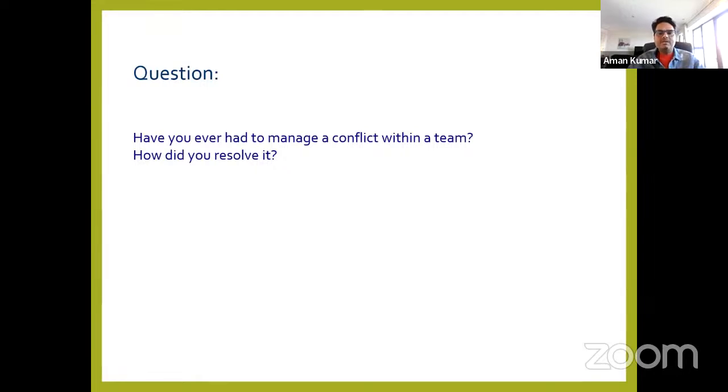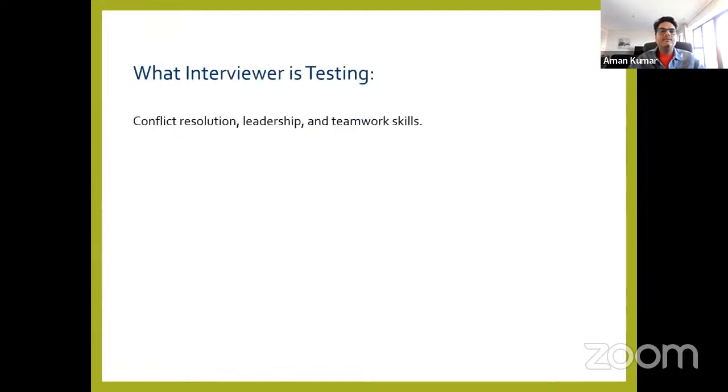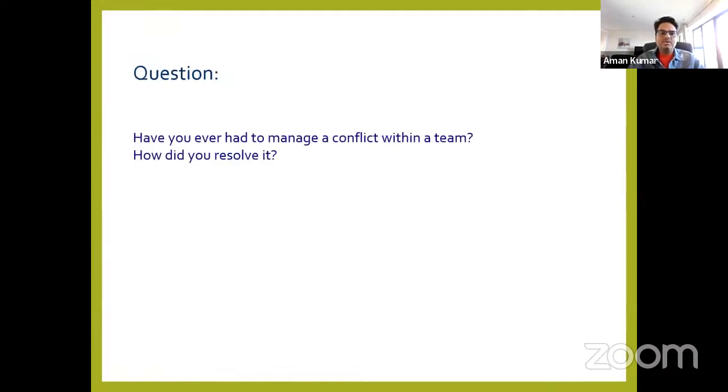Have you ever had to manage a conflict within the team? How did you resolve it? So what is the intent here? The intent is basically conflict resolution, leadership, and teamwork skills. So the question in front of you is, have you ever had to manage a conflict within a team and how did you resolve it? Do you have anything in mind that you will answer when this comes to you? Because all these things will come to you at random, maybe when you do not expect it. So what would be your answer to this? Any answer you can think of?